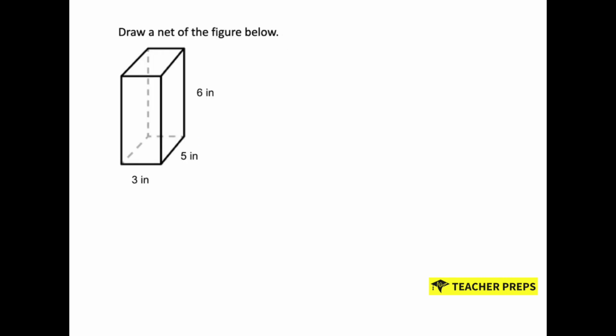We're going to start with a rectangular prism. In a rectangular prism, all of the faces are rectangles. Let's start with this one on the front. The rectangle on the front is long and skinny, so I'm going to draw a long and skinny rectangle. The long side of that rectangle is 6 inches, and the shorter side is 3 inches.